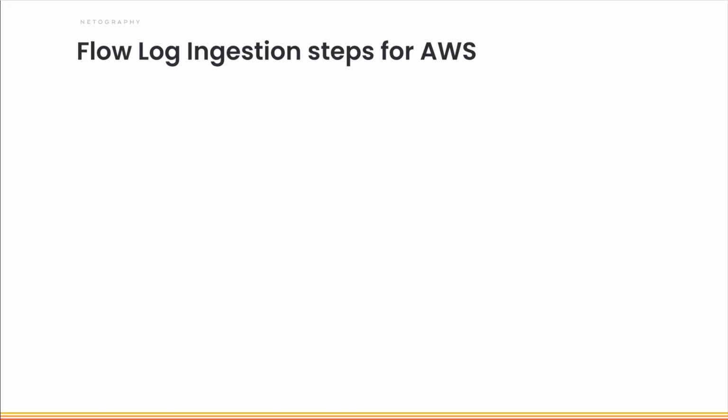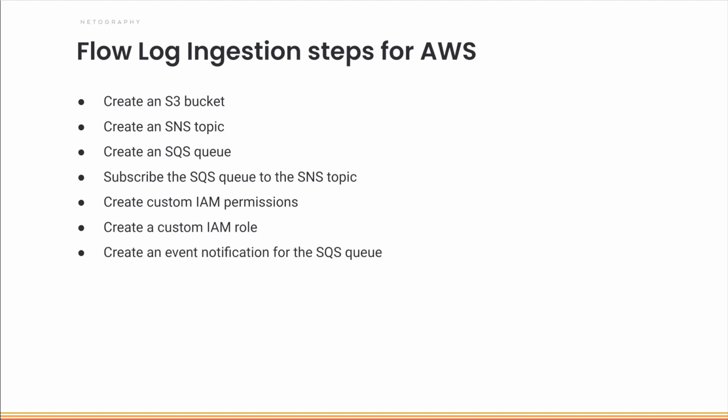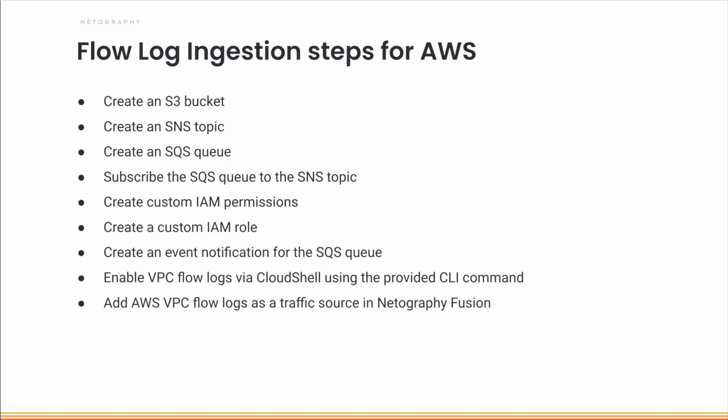In this video, we're going to walk through the following steps. Create an S3 bucket. Create an SNS topic. Create an SQS queue. Subscribe the SQS queue to the SNS topic. Create custom IAM permissions. Create a custom IAM role. Create an event notification for the SQS queue. Enable VPC flow logs via Cloud Shell using the provided CLI command. And add AWS VPC flow logs as a traffic source in Netography Fusion.